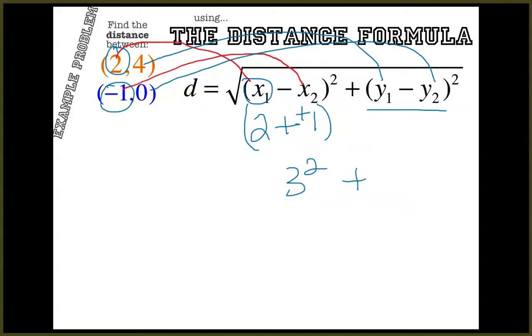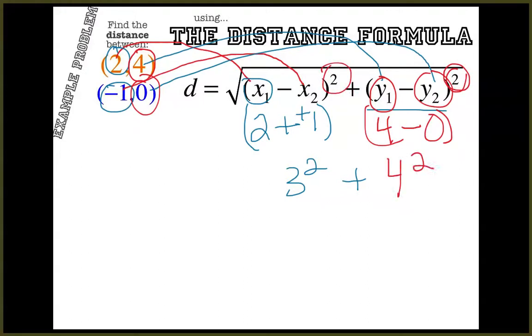Plus this whole stuff here. Well, what am I going to put in for y1? y1 was the first y-coordinate minus y2, which is the second y-coordinate. Oh, I know what 4 minus 0 is. 4 minus 0 is 4. But remember, we're squaring both of these, so I'm going to put 4 squared here. And it's the square root of this whole thing. See that? It's the square root of the whole thing.